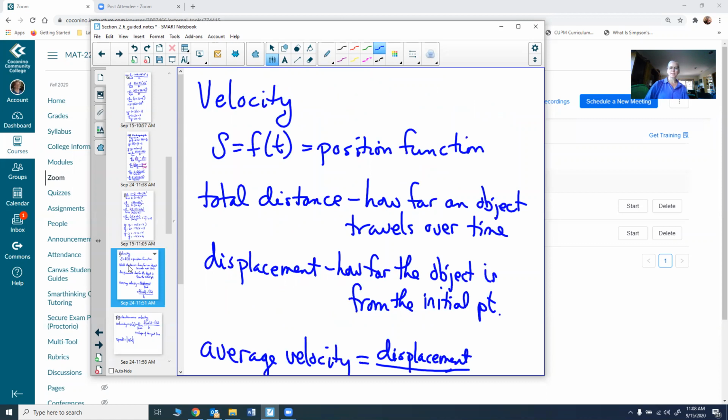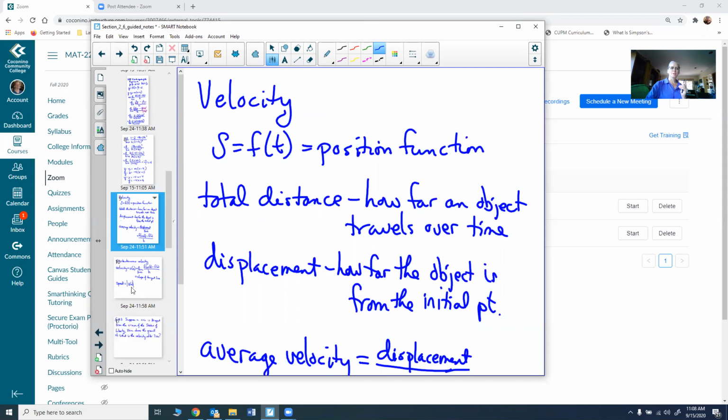Tangents are very much related to velocity. Velocity is where if you have a position function, s equals f of t, that's your position function. And your total distance is how far an object travels over time. The displacement is how far the object is from its initial point. Again, displacement, if you go somewhere and you come back to where you started, your displacement is 0 because you're at your initial point. Your total distance traveled is a little different.